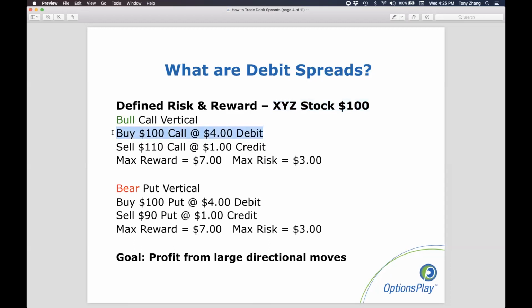Let's say that cost you $4. Traditionally, that's what you would do. You'd buy a $4 call option and then wait for that stock to potentially go higher. Now, if you're just buying a call option, if you paid $4 for it, then you're risking $4.